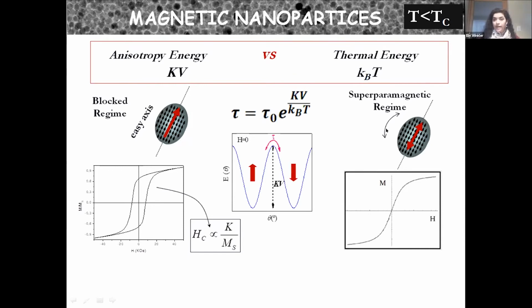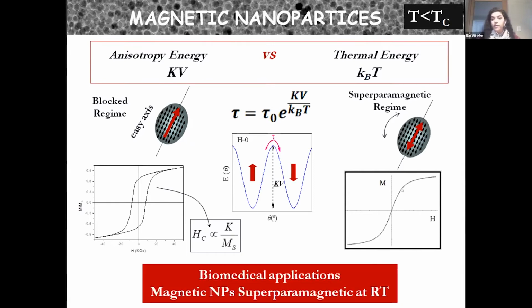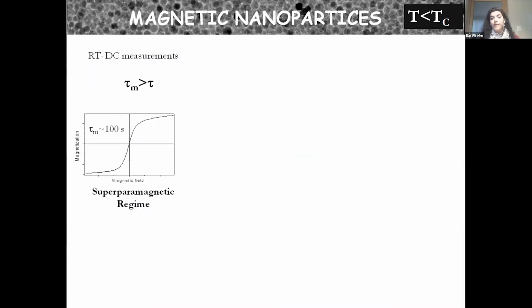One of the characteristics of this regime is that the systems do not present any remanence magnetization or coercivity. And this is one of the requirements for the biomedical application because we want to avoid agglomerations when we inject the nanoparticles in a biological system. So we require magnetic nanoparticles superparamagnetic at room conditions.